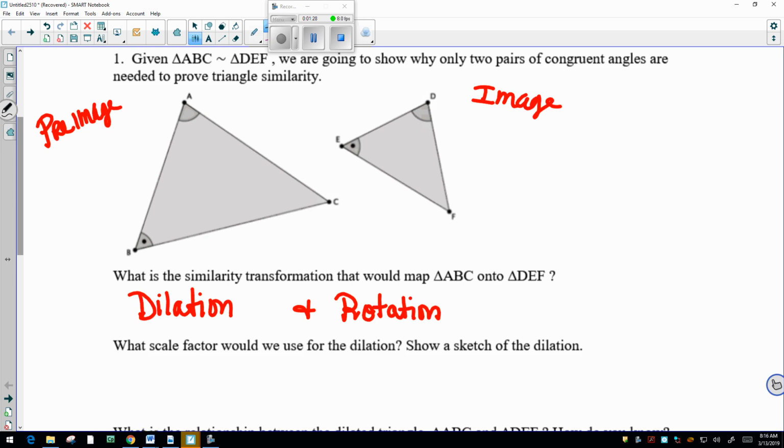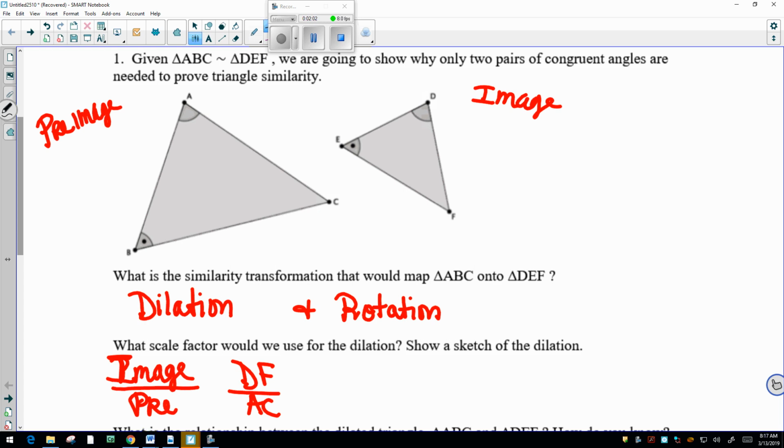Now the scale factor for that dilation. Okay, so we have said in the past, if I wanted to find a scale factor, I would think to myself, it would be the image divided by the pre-image. So if I took any segment in that image, for instance, maybe I'm going to take segment DF and divide that by the corresponding segment in my pre-image, that would be AC. So DF divided by AC, that would be our scale factor.